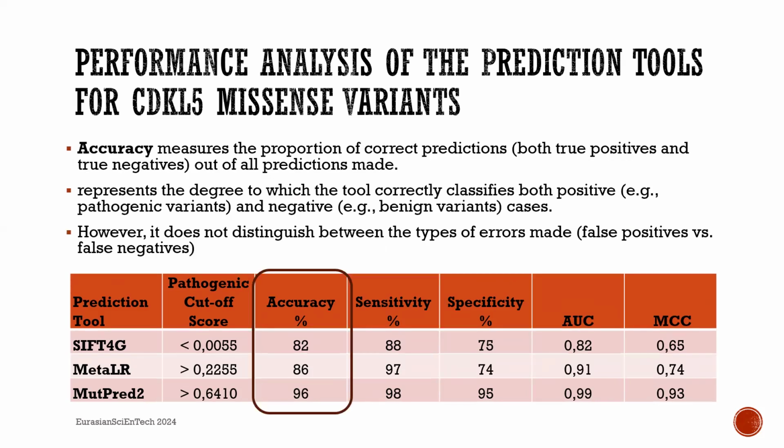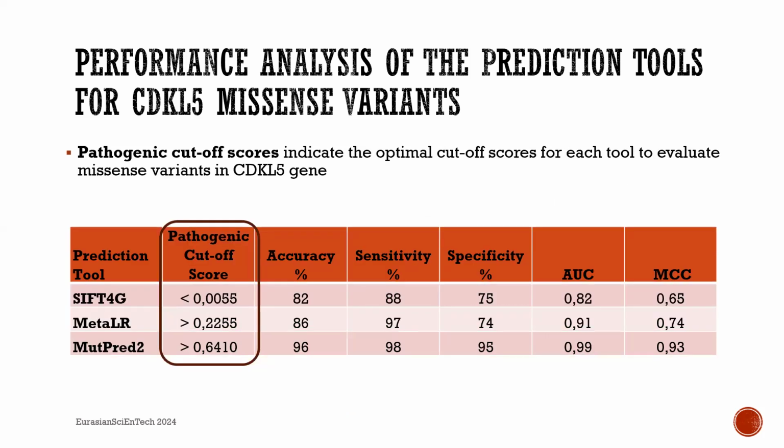We also calculated accuracy, which measures the proportion of correct predictions out of all predictions made. Accuracy represents the degree to which the tool correctly classifies both positive and negative cases. However, it doesn't distinguish between the types of errors made. But as you can see here, for the accuracy scores, again, we have a very high score for the Multipred2 tool. We also calculated the pathogenic cutoff scores, which indicate the optimal cutoff scores for each tool to evaluate the missense variants in the CDKL5 gene.